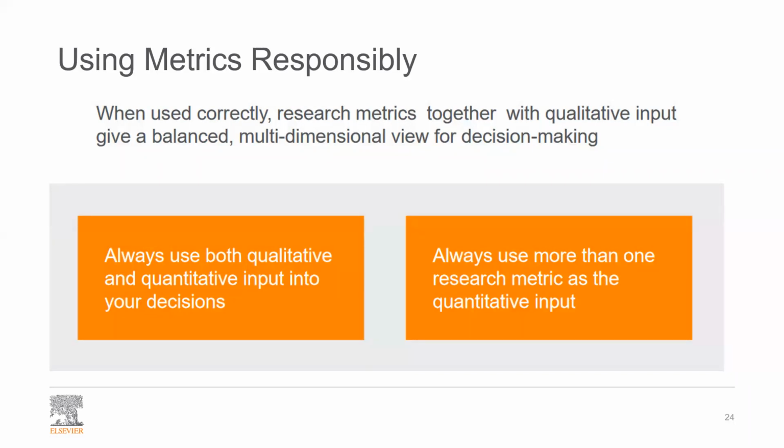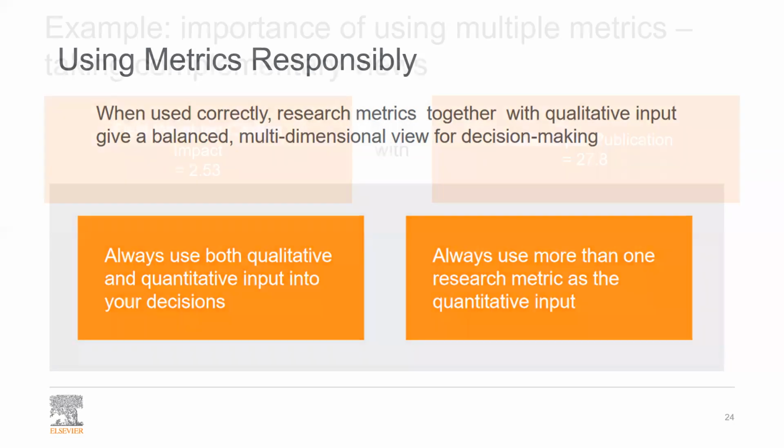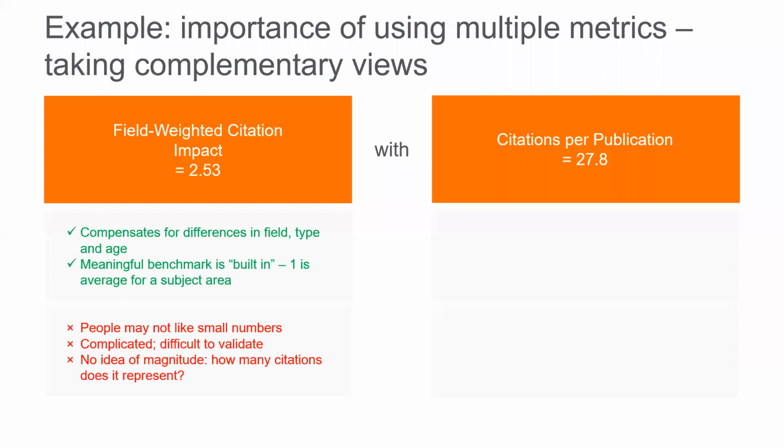That's why I always emphasize that users should use both qualitative and quantitative input, and always use more than one research metric, because we are all researchers. It's in our bones and in our brain that we need to use more than one data source to support our decisions and our findings. So the same goes for using research metrics. This is the way forward. So, for example, the importance of using multiple metrics, taking complementary views.